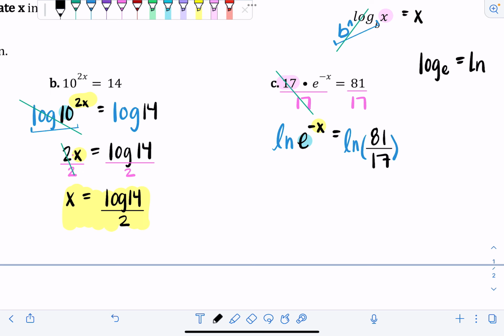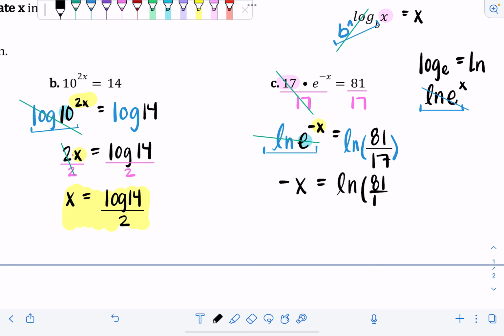So if you have the natural log of e to the x power, the natural log is a log with a base of e, so that cancels out the exponential with a base of e, always. So natural log and exponential with a base of e wipe each other out, and it would leave us with just the exponent part from the exponential, which is negative x, and then equals the natural log of 81 over 17.